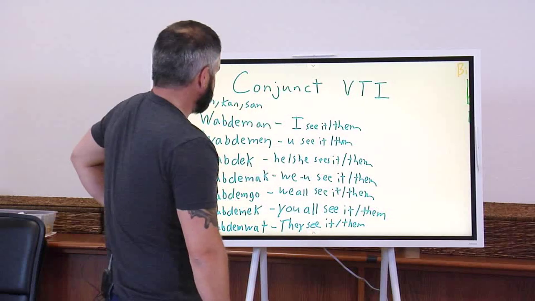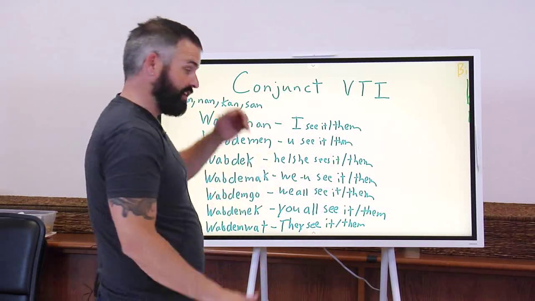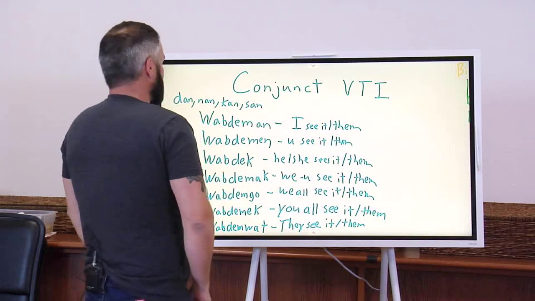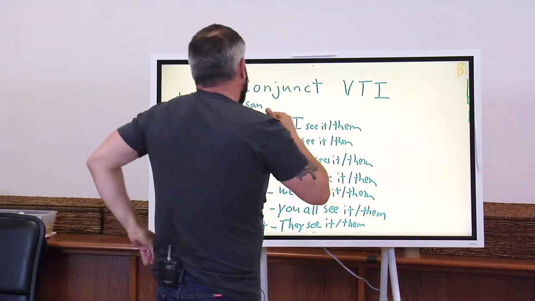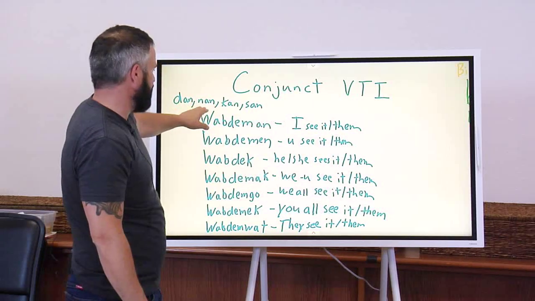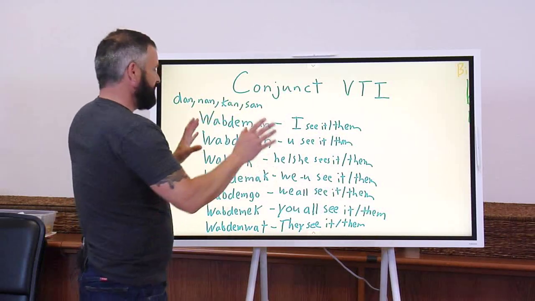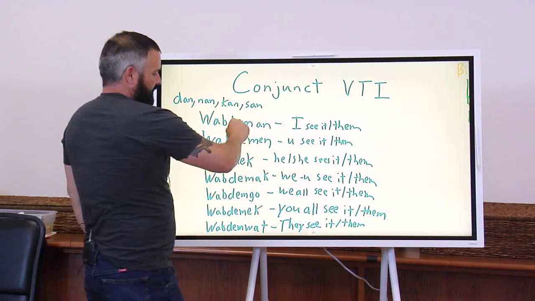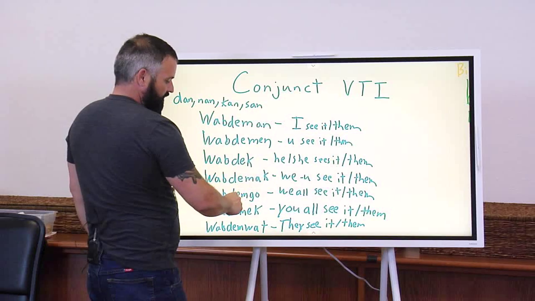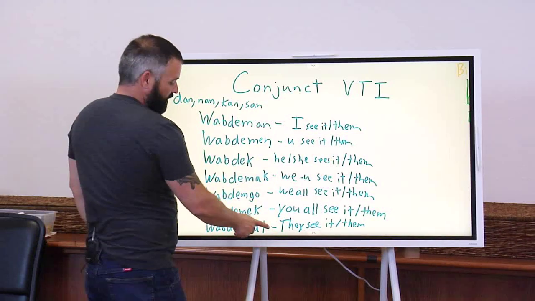Now, for the conjunct. The conjunct is even easier because in the conjunct form, it's "it or them" on all of them. The one thing that's a little different in the conjunct is that all of them that end in an, they end in don or non or con or san, are a little bit different here, where they go damon, damin, duk, damak, damgol, damuk, damwat.